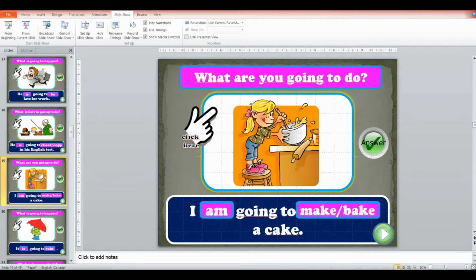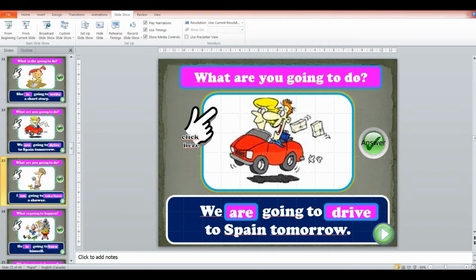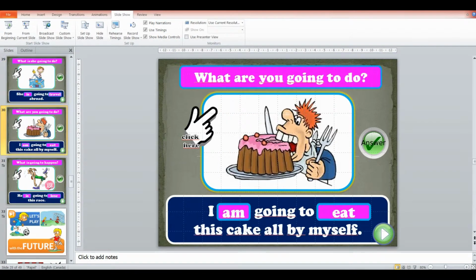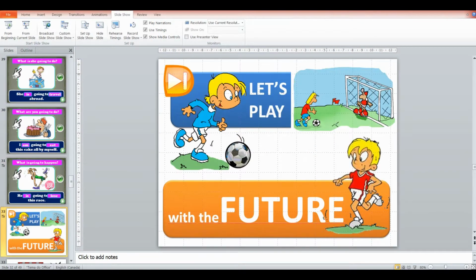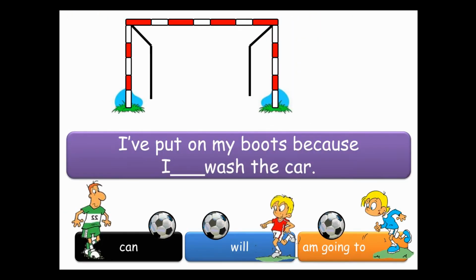After going over and really focusing on the be verb when it's conjugating with going to, we then go into another game about the future. So this one is a cool little soccer game, and this one they actually have to choose between will, going to, or another modal like can. And this one they have to think about the meaning. So what is actually happening here?